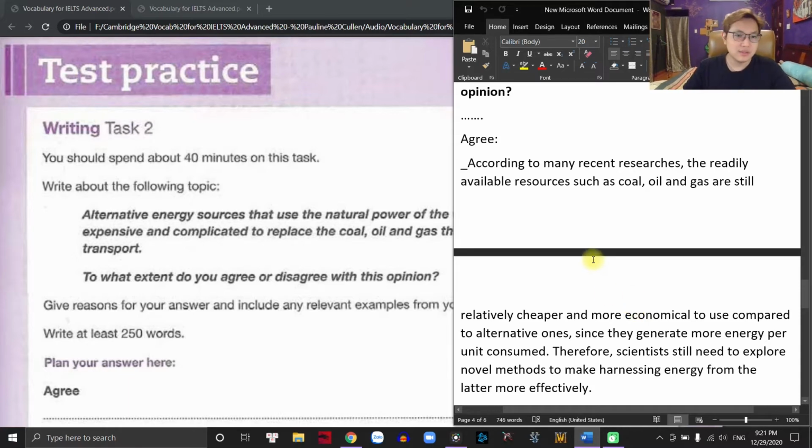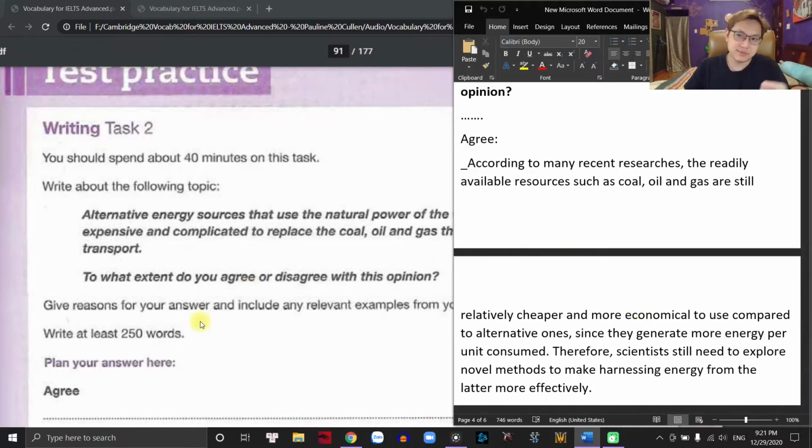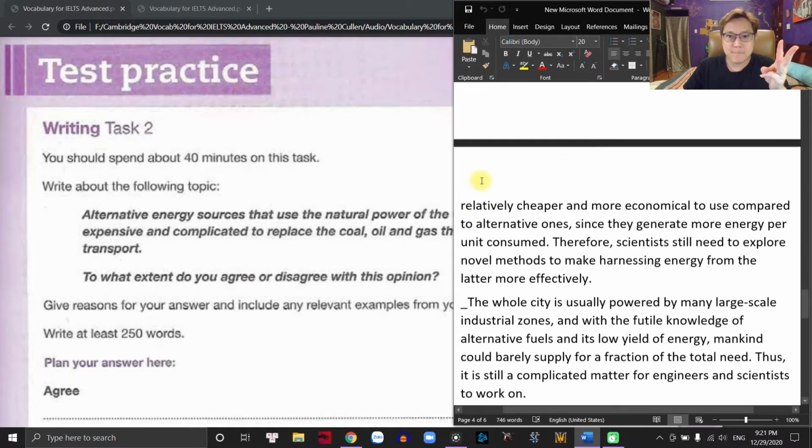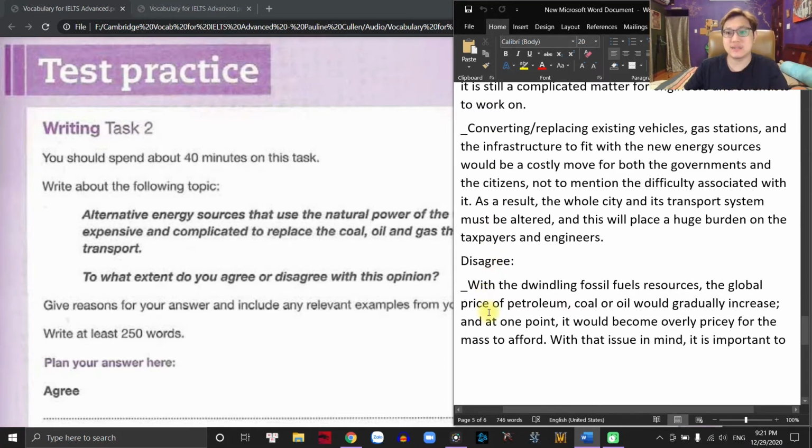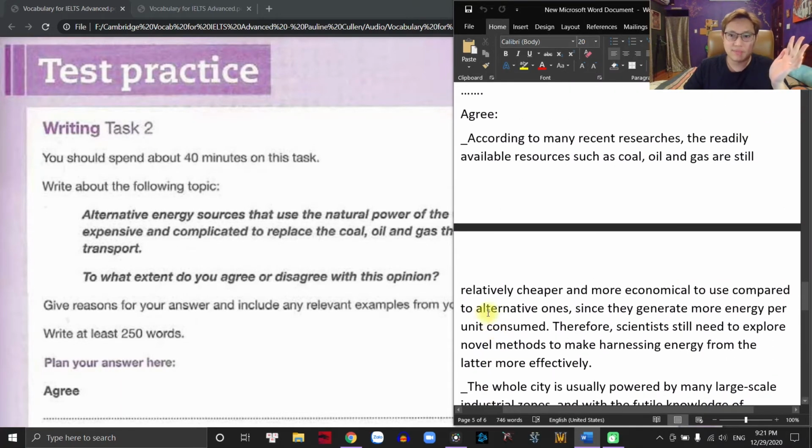Now, if I agree, because in this essay I try to agree more than disagree. So that's why I have three ideas for agree here and one idea only for disagree. Đó, cái bài này mình cho có một cái disagree và ba cái agree lận, tại mình nghiêng một bên là agree mà. Anyway, so let's look at this one. First point, according to many recent researches, the readily available resources such as coal, oil, and gas are still relatively cheaper and more economical to use compared to alternative ones. Since they generate more energy per unit consumed. Therefore, scientists still need to explore novel methods to make harnessing energy from the latter more effective.